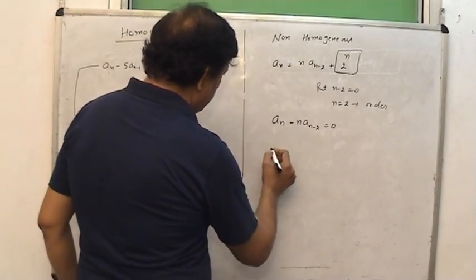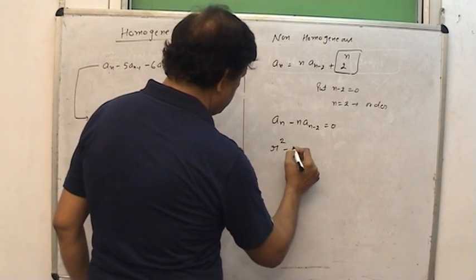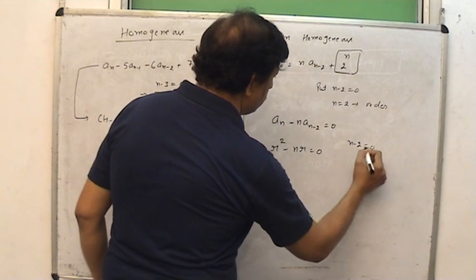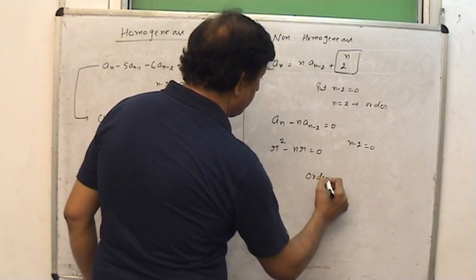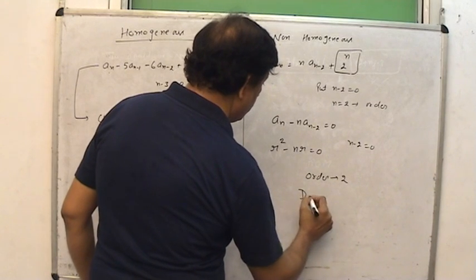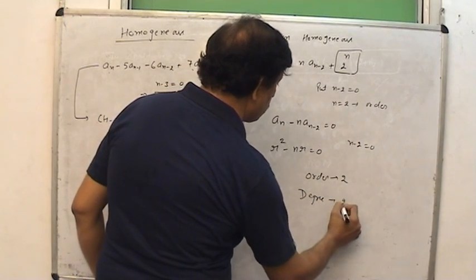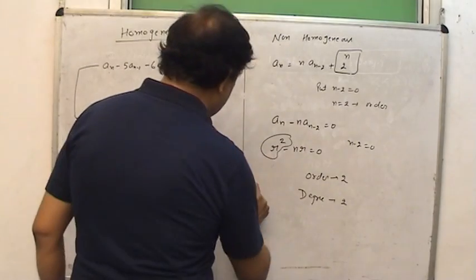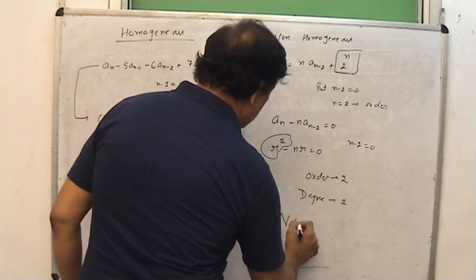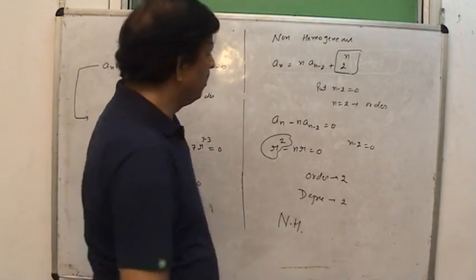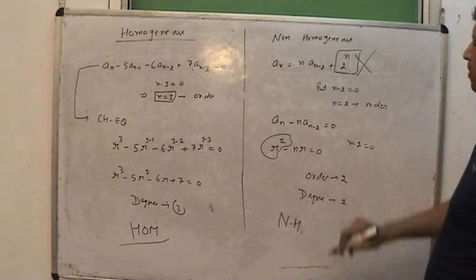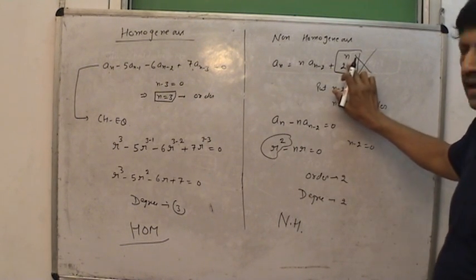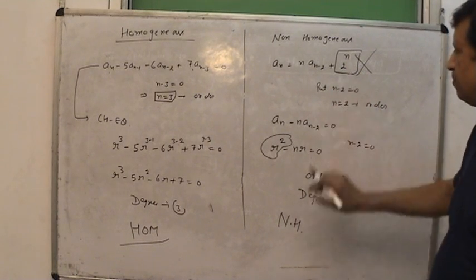Now, it is r square minus n into r is equal to 0. Here n minus 2 is equal to 0. We write order 2, degree the largest power of the variable, and it is non-homogeneous. Why is it non-homogeneous? Because of the presence of this term. It depends upon n. As we change the n, its value changes.